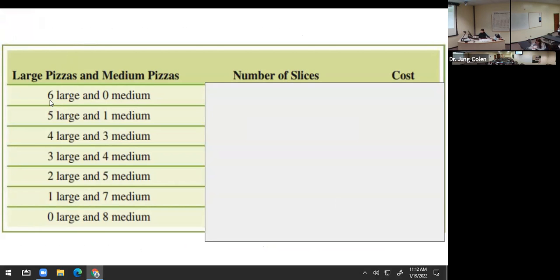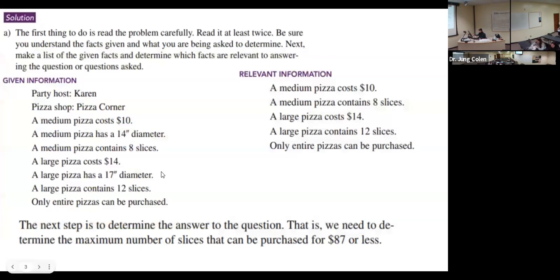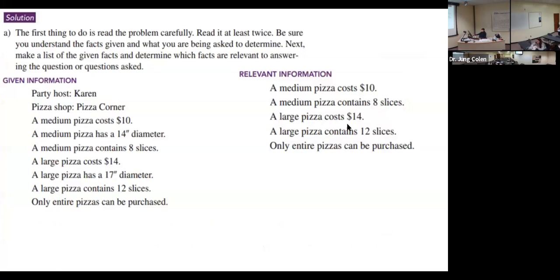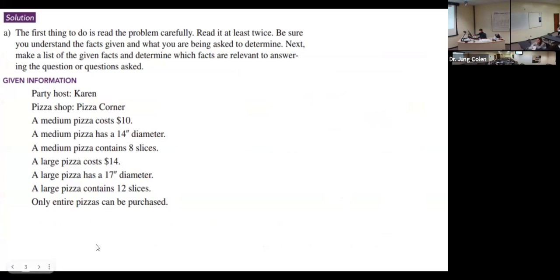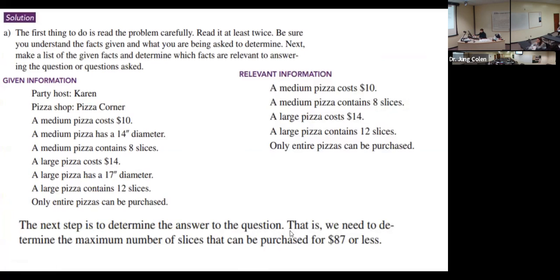How did I determine 6 large and 0 medium? How did I determine that it's the greatest number for large pizza? So let's consider only large pizza here. Consider only large pizza. Large pizza costs $14. And I need to have less than or equal to $87, right? So what is the maximum number of large pizza that I can have?